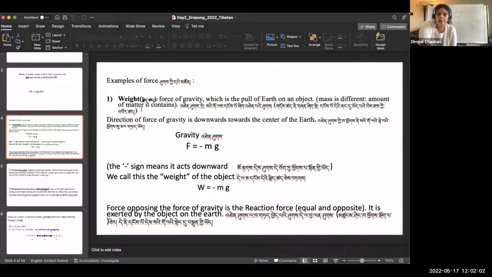It's acting downward. And because it's called weight, sometimes we also denote this as W equals to minus mg.